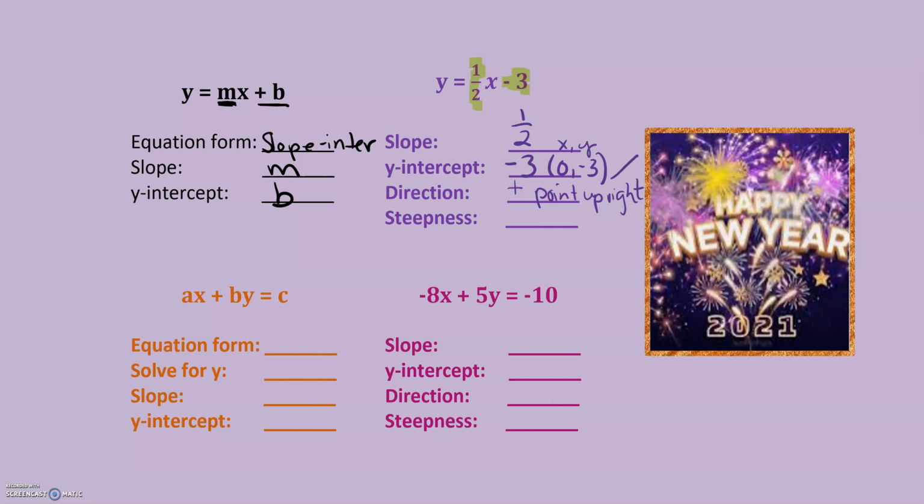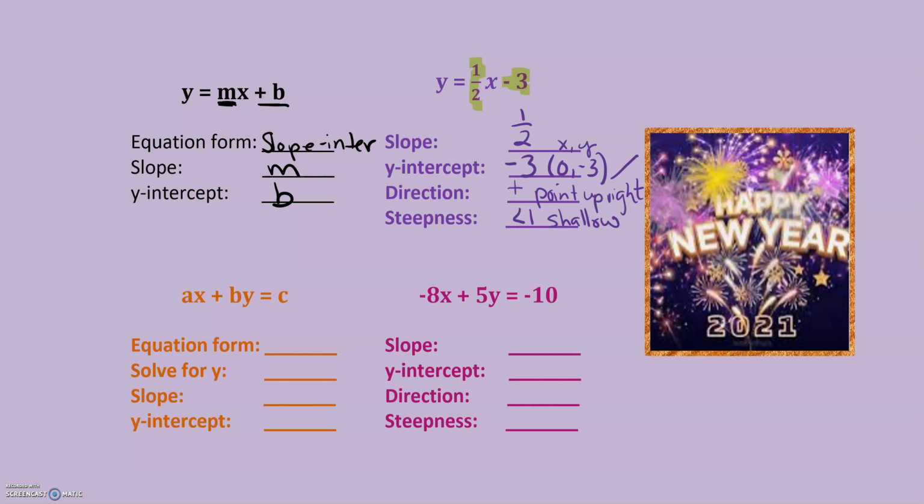So something like this. The steepness is also determined by our slope. Our slope is 1/2. It's less than 1. So that means that it's pretty shallow. 1/2 is less than 1, so it's pretty shallow.